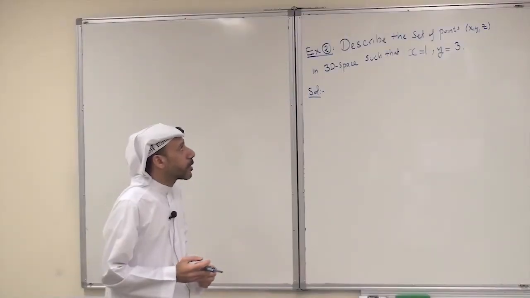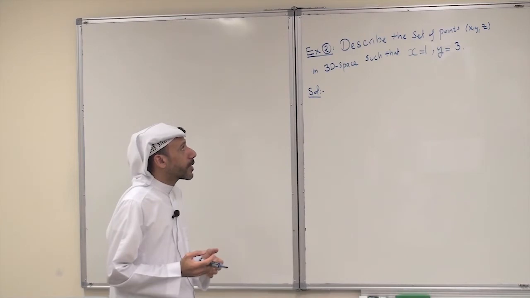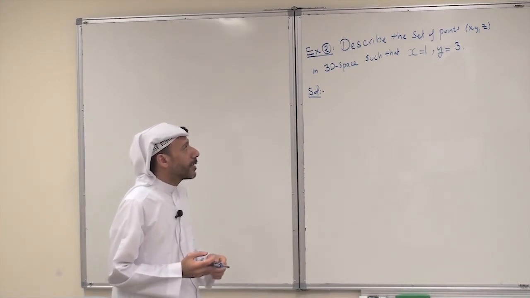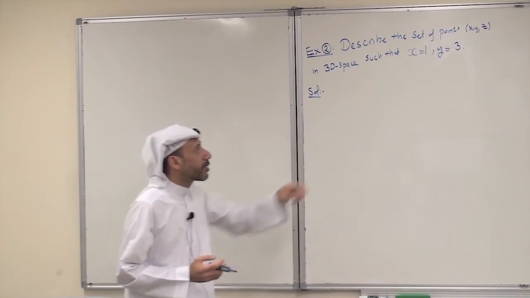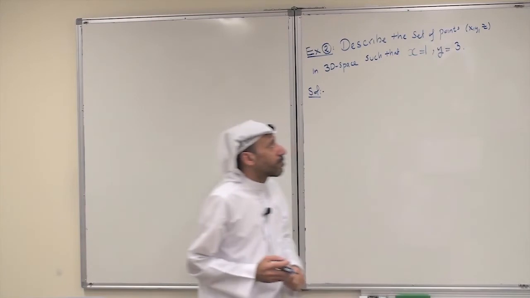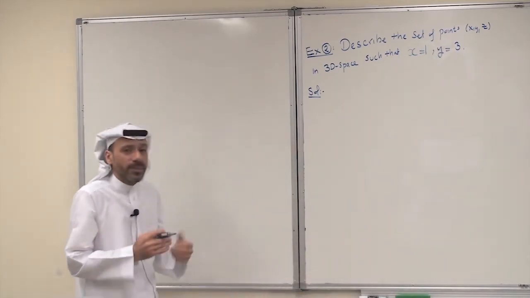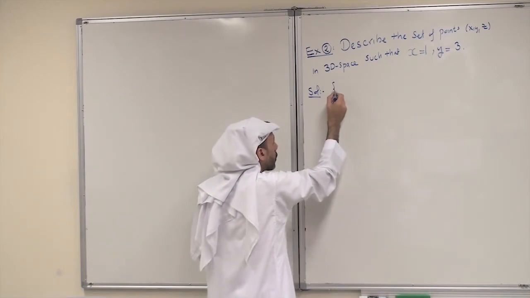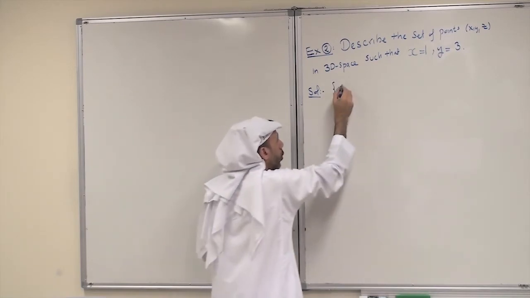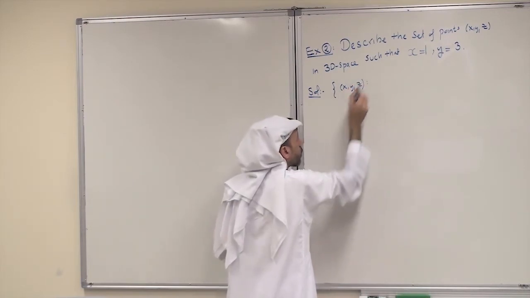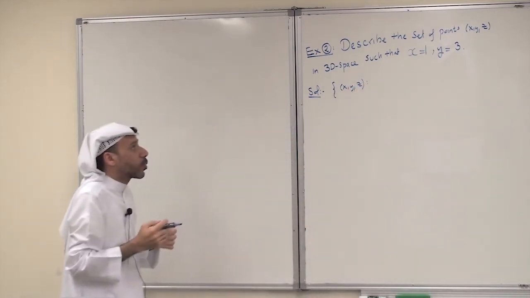We consider another exercise, exercise 2 now. Describe the set of points x, y, z in a 3D space such that x equals 1, y equals 3. It is better to write the given set in set notation. So we need to describe the set of points x, y, z.